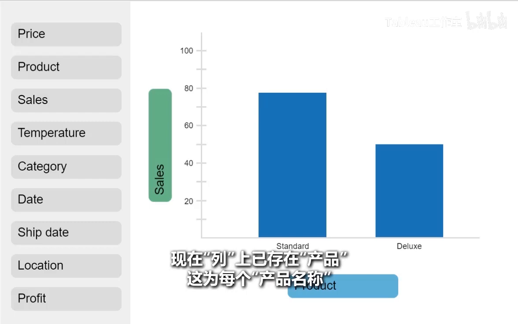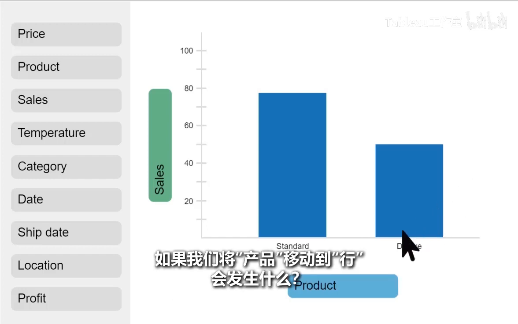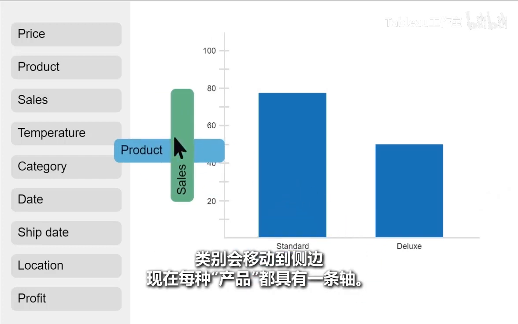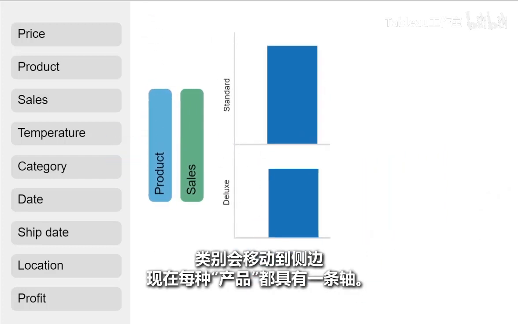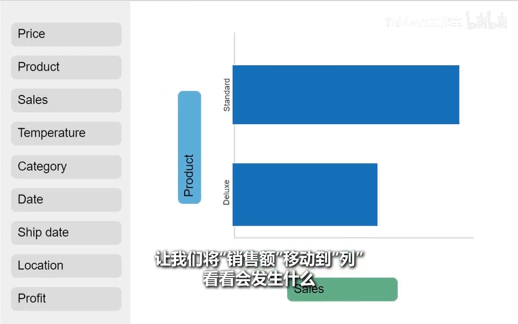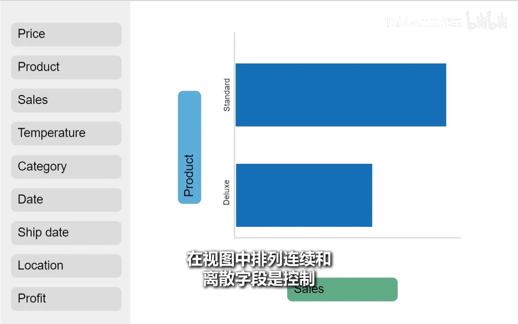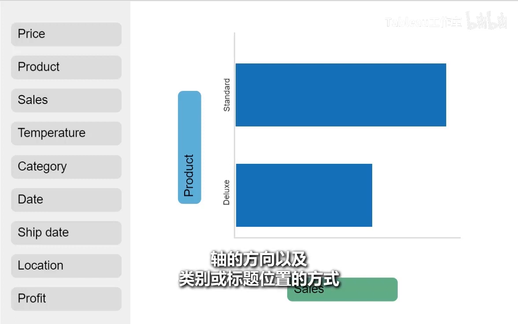Right now, we have product on columns, creating a separate bar for each product name, and sales on rows, creating a vertical or y-axis. What happens if we move product to rows? Our categories move to the side. Now we have an axis for each product. Let's move sales to columns to see what happens. Now our axis is pointing to the right. It's become a horizontal or x-axis. Arranging continuous and discrete fields in your view is how you control the direction of your axes and the location of your categories or headers.